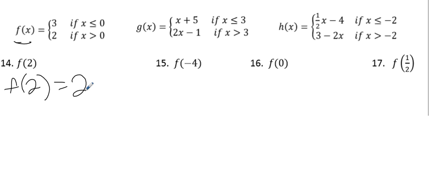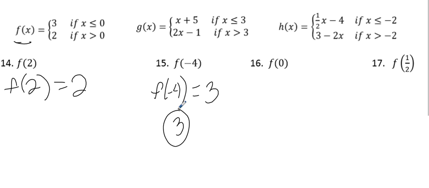Then on 15 it says f of -4. So it says if x is less than or equal to 0. So -4 is less than or equal to 0. So I would have f of -4 is equal to 3. So really what that's saying is your answer is still going to be 3. So here your answer is still 2. Now this will be the same all the way across.